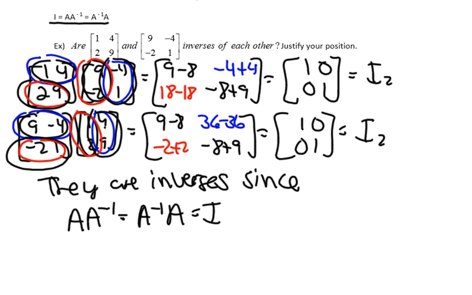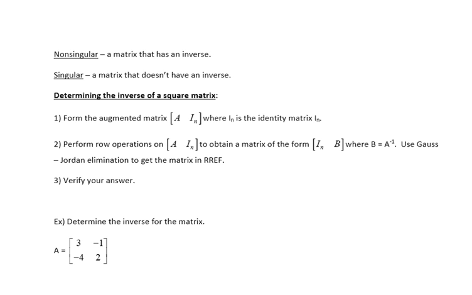Okay, so let's talk terminology briefly. Non-singular is a matrix that has an inverse. Singular is a matrix that does not have an inverse. The only types of matrices that are going to have an inverse are square matrices, but not every square matrix has an inverse.